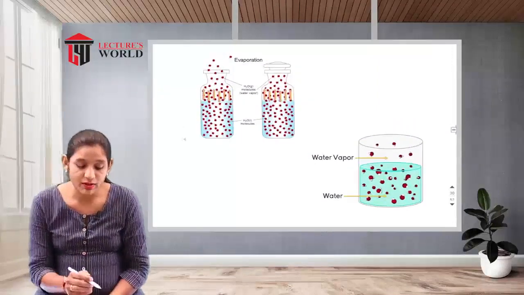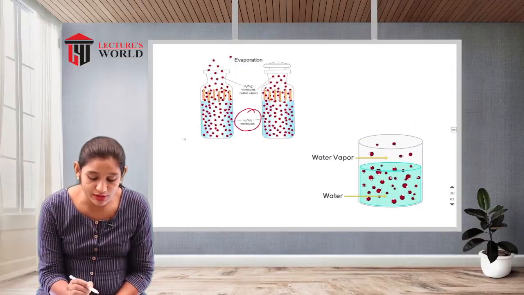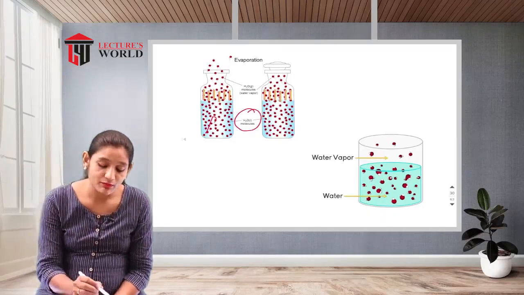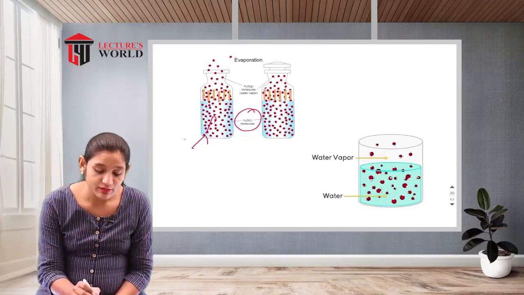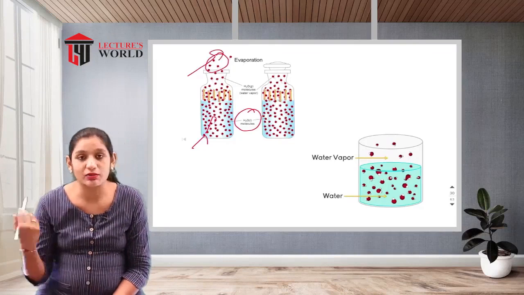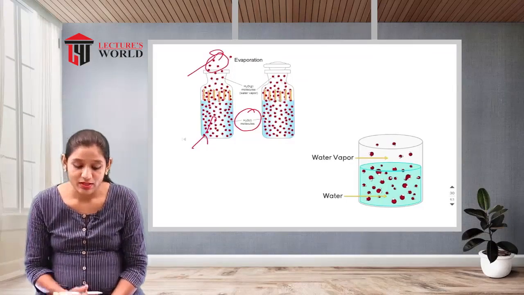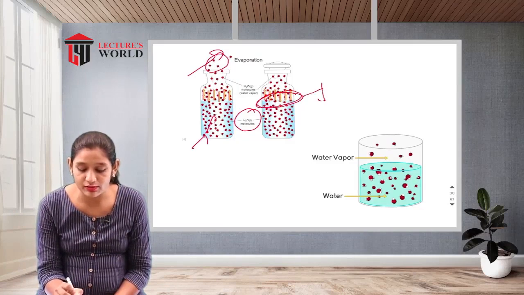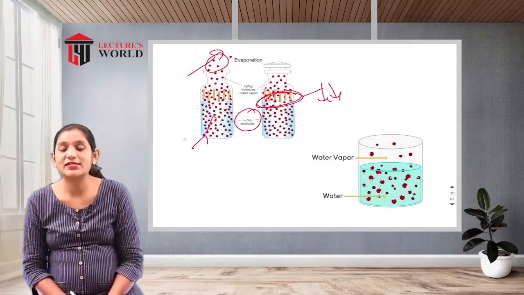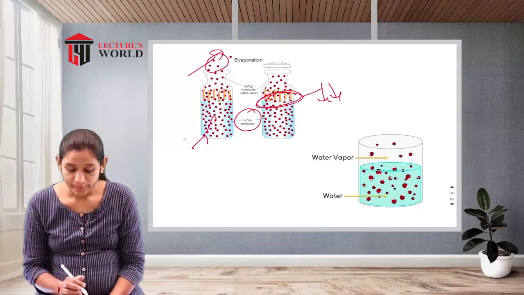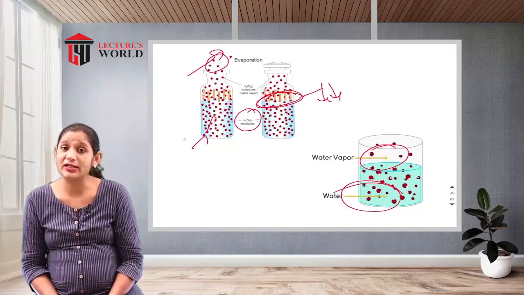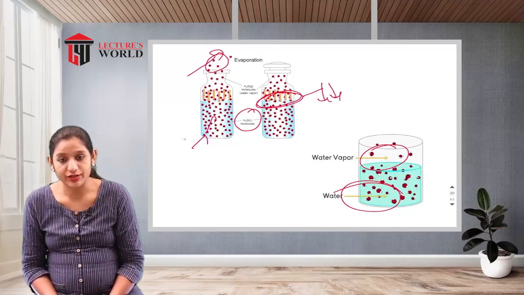Here is evaporation: the H2O molecules are converted into the gas phase by heat and evaporate from the surface into the air, and the quantity of the liquid becomes less. This is called evaporation. This is the vapor and this is the simple water molecules. Okay, next one.